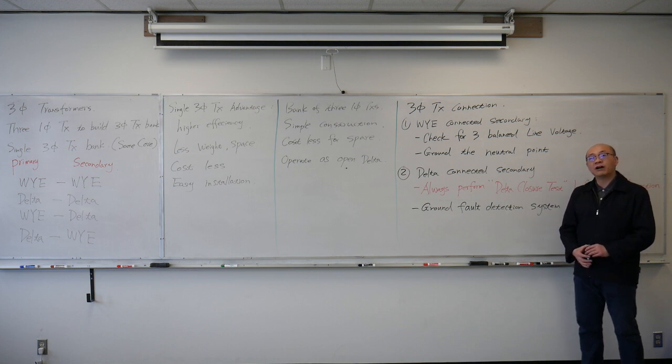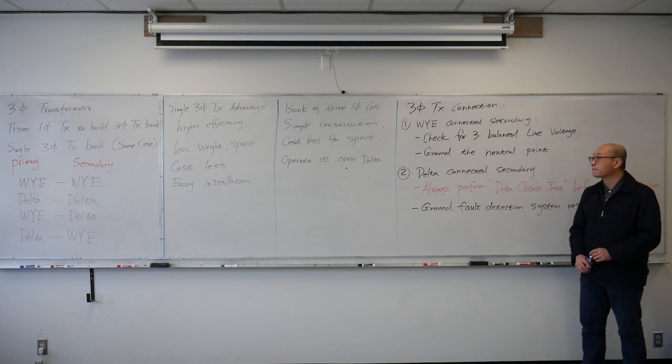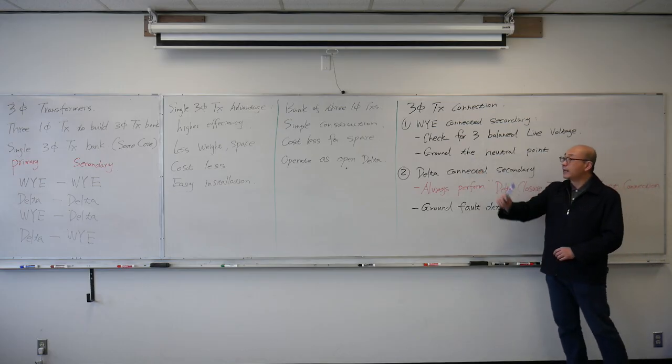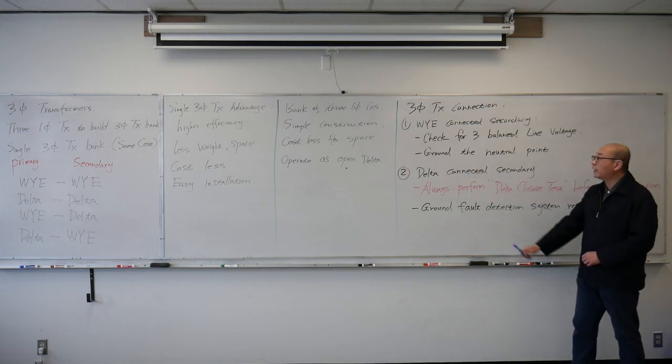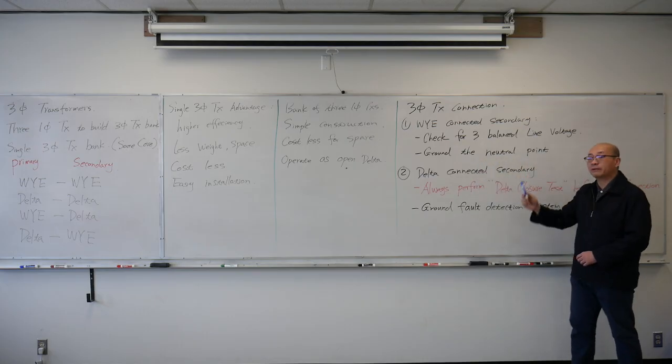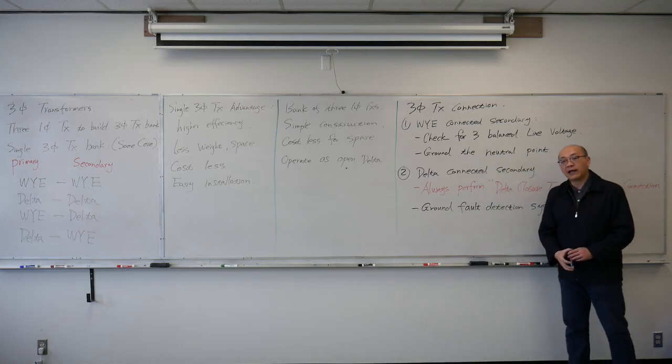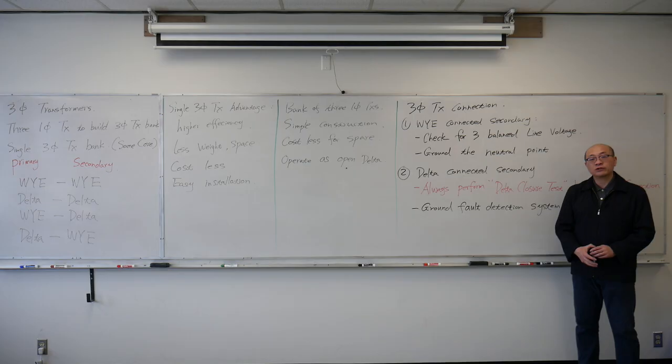But there's more involved, which we're going to tell you in the next lesson. When you finish the connection with the secondary as a Y, you have to ground the neutral point, because you're creating a new electrical system. By the electrical code, you have to ground the neutral point.